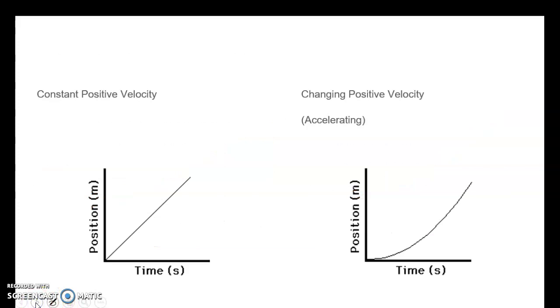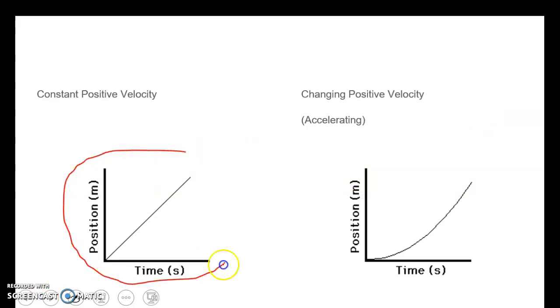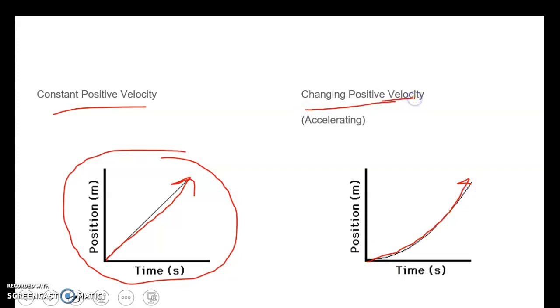So, straight line, constant positive velocity, what we see here. Here we are accelerating. Again, we're changing our positive velocity. We have a positive slope, which means we are accelerating. Straight line, increasing, constant positive velocity. Curved line, increasing, changing positive velocity, or accelerating in the positive direction.